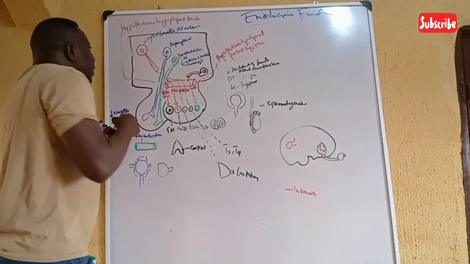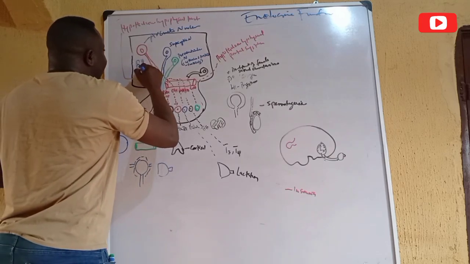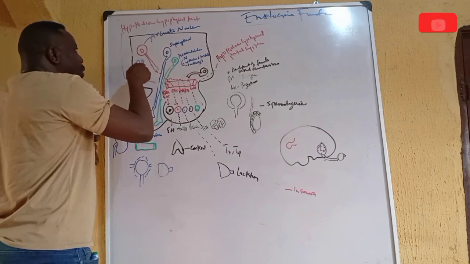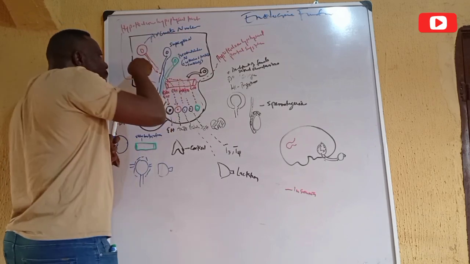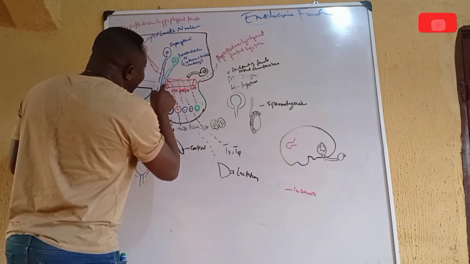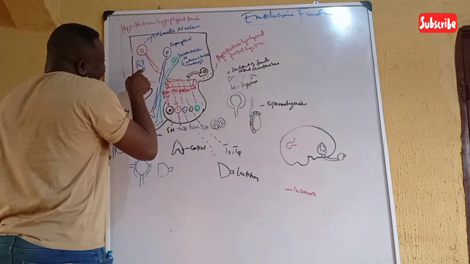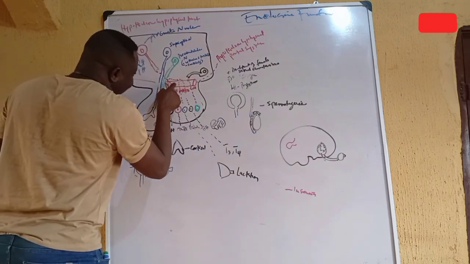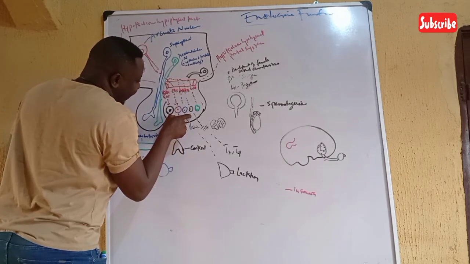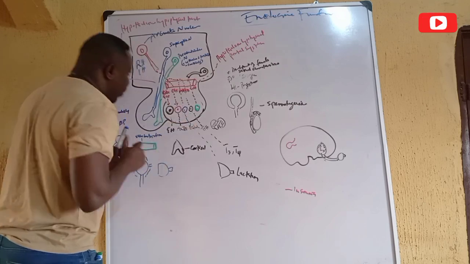Now, the arcuate nucleus is responsible for producing releasing hormones and inhibiting hormones. These hormones are produced by the arcuate nucleus in the hypothalamus, and then released into the anterior pituitary through what we call the hypothalamo-hypophyseal portal system. These hormones come to the anterior pituitary to stimulate some cells, and then when these cells are stimulated, they also produce their own hormones.